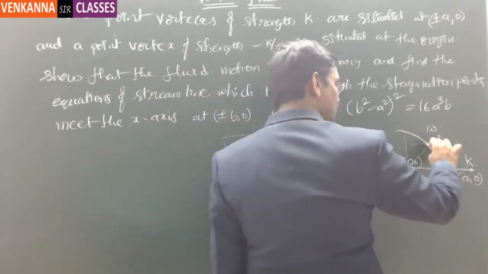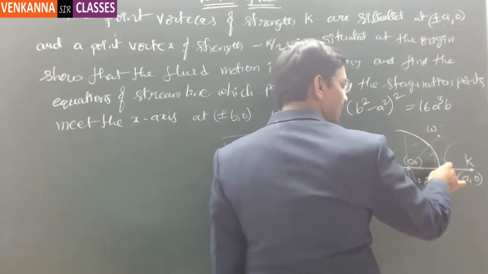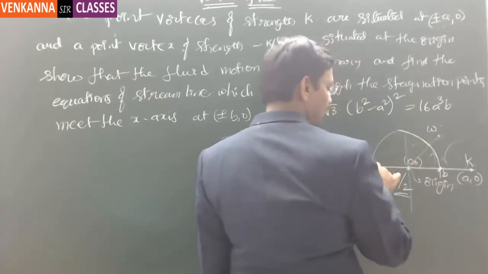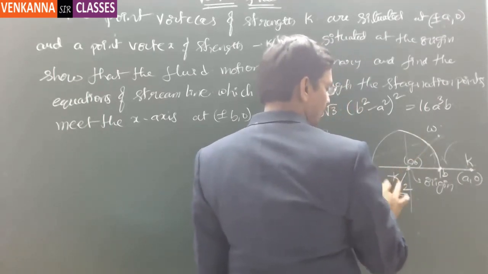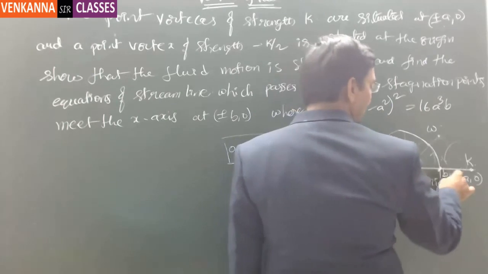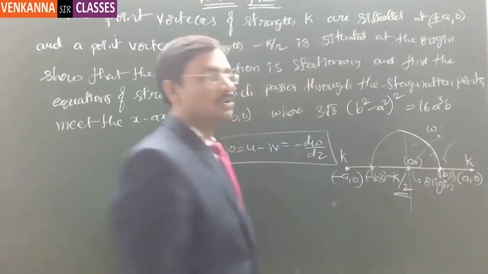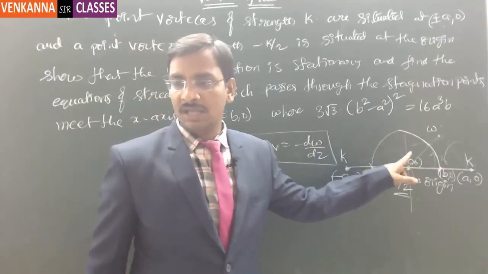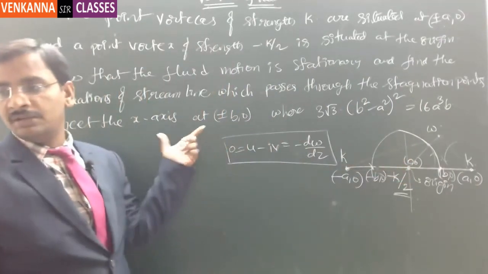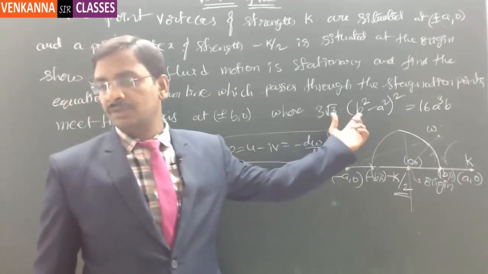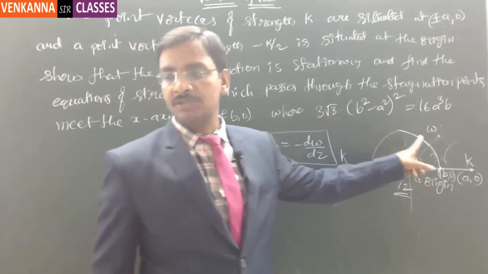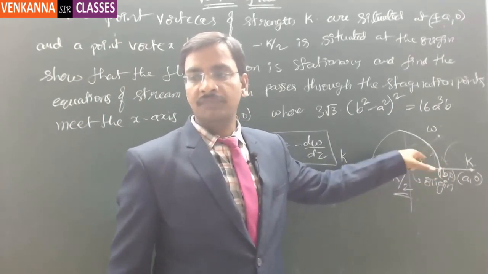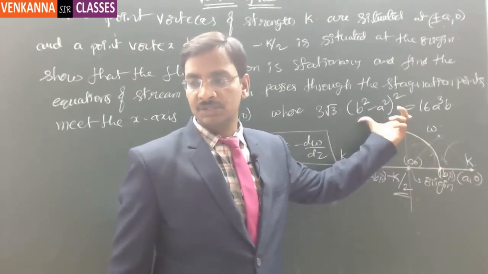Now, suppose this is a stagnation point, and there is a streamline passing through like this, cutting the x-axis at plus b comma 0 and minus b comma 0. Those are the streamlines we will have to identify. Those streamlines are given by this equation. So if the streamlines are cutting the x-axis at plus b and minus b comma 0, then the relation of the streamlines is nothing but this one.